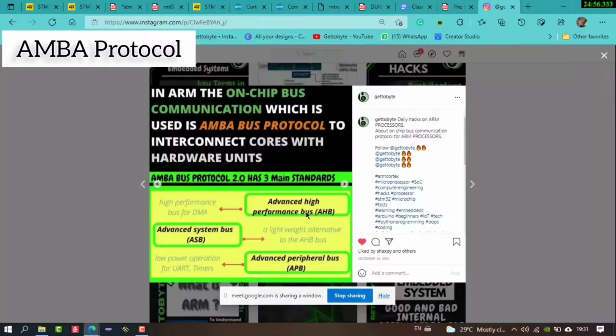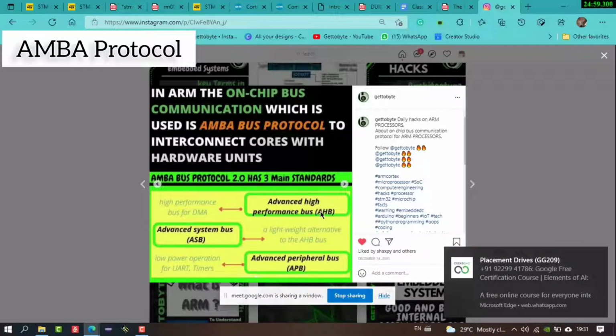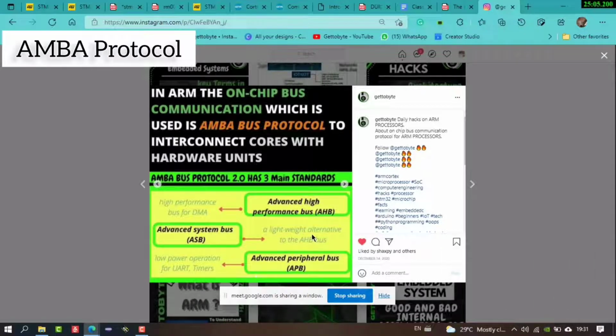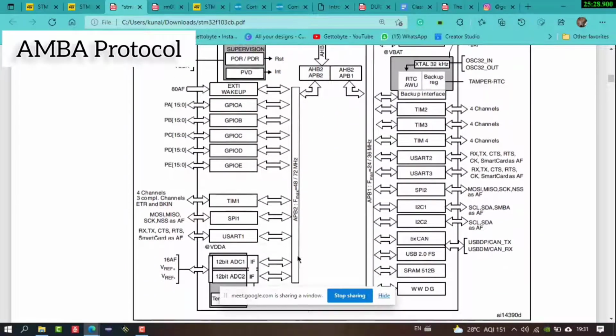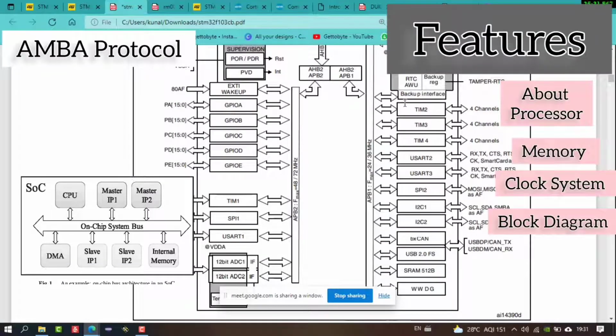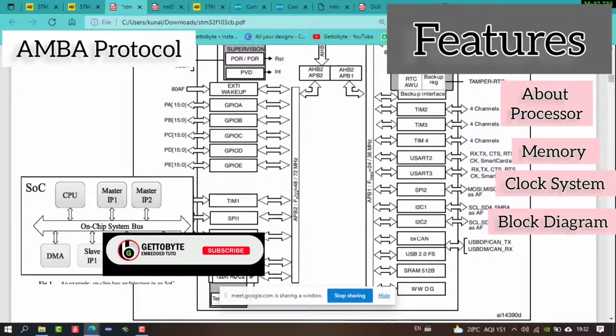So the AHB is for very high performance buses which need very high frequencies. Advanced System Bus, ASB, is a lightweight alternative to our AHB, because AHB consumes lots of power whereas ASB consumes less power, but they both can be run at comparatively the same frequency or same speed. Then the Advanced Peripheral Bus is for lower power and for lower frequencies as compared to the AHB. Like as you can see over here, the APB2 and APB1 are mainly used to communicate with all the peripherals, 24 to 36 megahertz or 48 to 72 megahertz maximum.